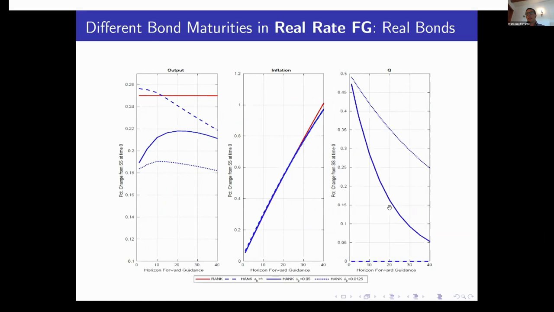This comes from the fact that the price of bonds goes up more the longer the maturity of the debt.